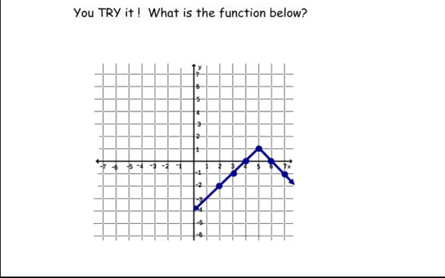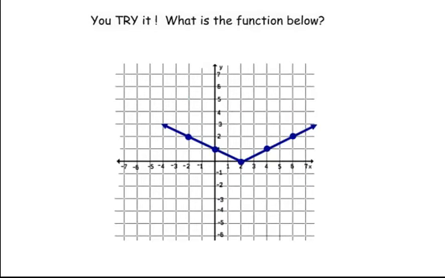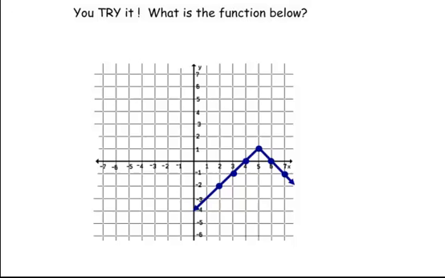I've got 2 more try it functions. It's this one and this one. You try to figure out what the function is and write it down. And once you try, come back and see if you got it right.